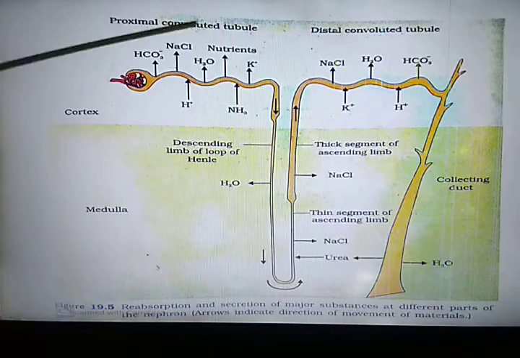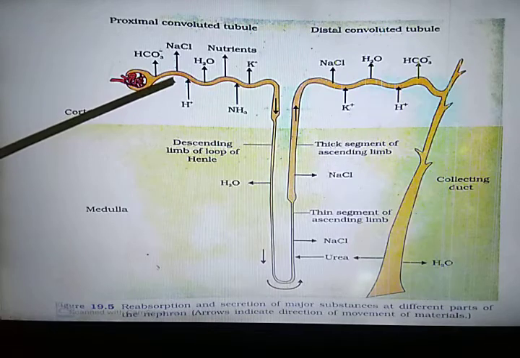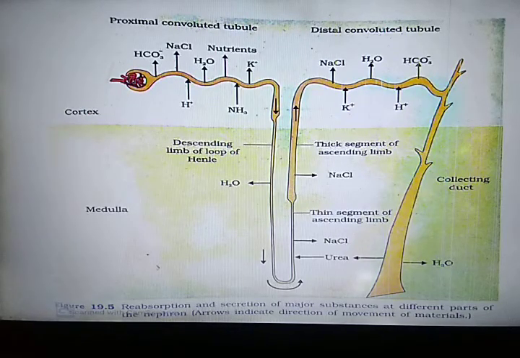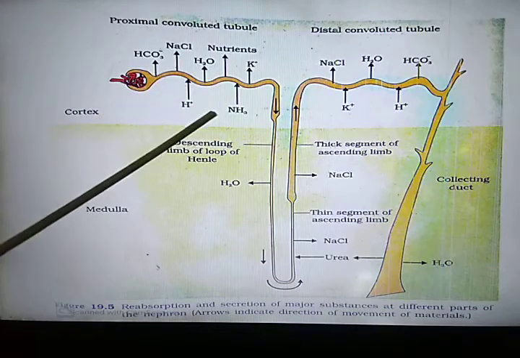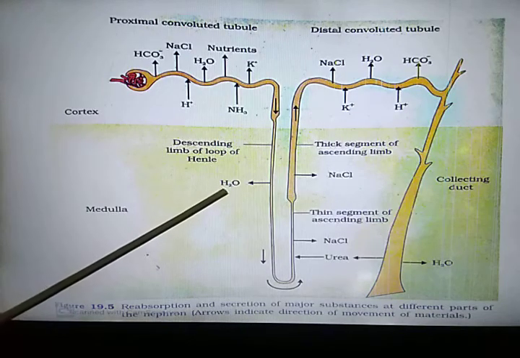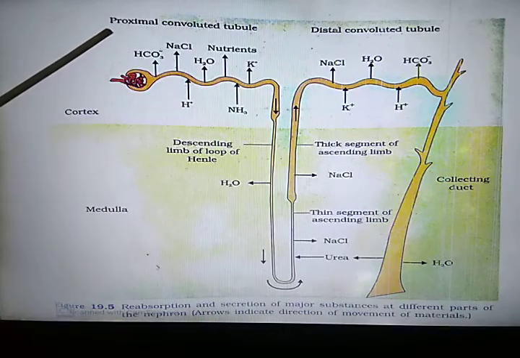So I repeat, the tubular epithelial cells in different segments of the nephron perform reabsorption by active and passive transport. Reabsorption of glucose, sodium ion, potassium ion, amino acid occurs by active transport. Reabsorption of nitrogenous waste like urea, uric acid takes place by passive transport, by the process of diffusion. And reabsorption of water takes place by the process of osmosis. Now let's discuss in detail about reabsorption.